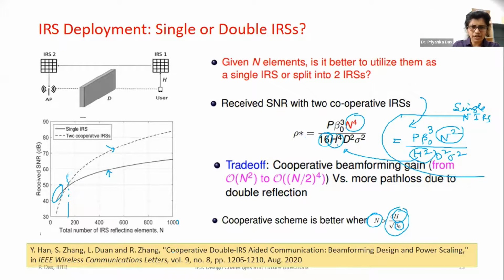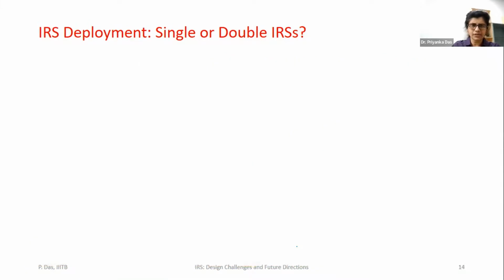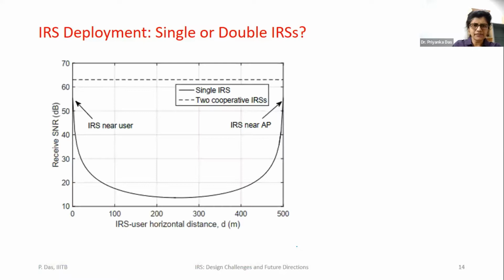If you are interested, the paper is Cooperative Double IRS Aided Communication: Beamforming Design and Power Scaling. Very recent paper, 2020. Also, one more performance result we have is received SNR versus IRS-user distance. We just saw that for a single IRS my curve is this. For double IRS, I am getting even more benefit here. At d equal to 0, what you are getting with cooperative IRS is a benefit here.